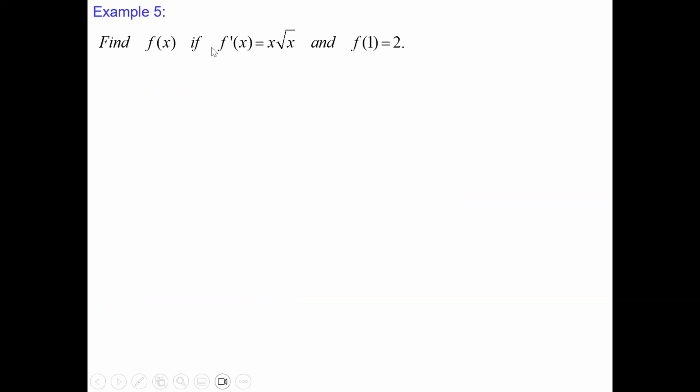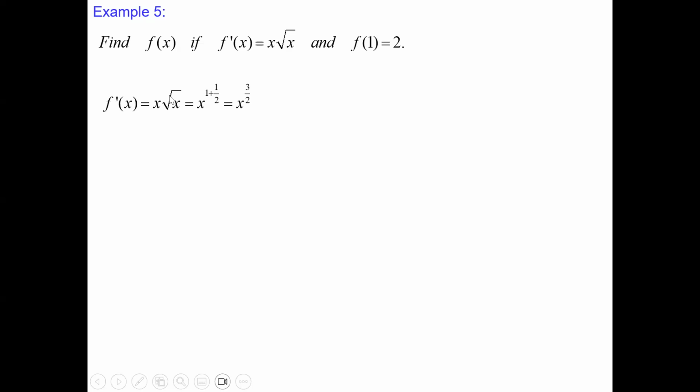Find f of x if the rate of change is given. F prime of x is x root x, and we also know that the value of the function at 1 is 2. First, let's integrate, or anti-differentiate. We see a product, and we have to be careful. We do not know any rules in this session. We still didn't learn any rules to undo the product or the quotient rule.